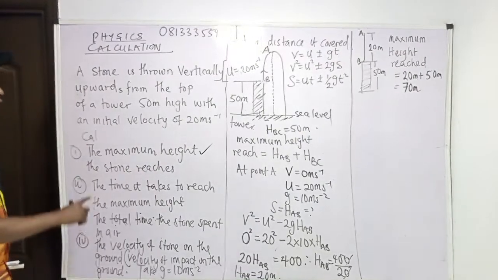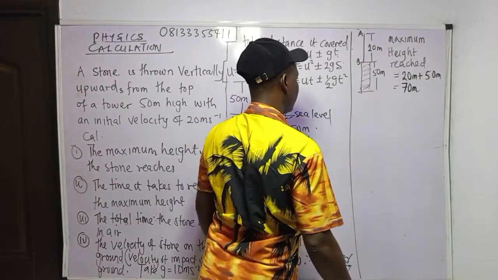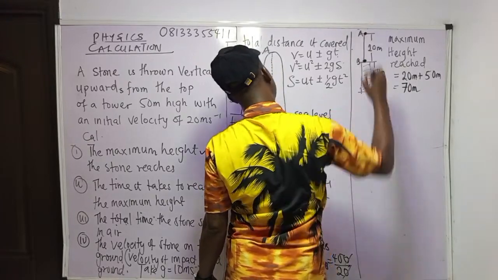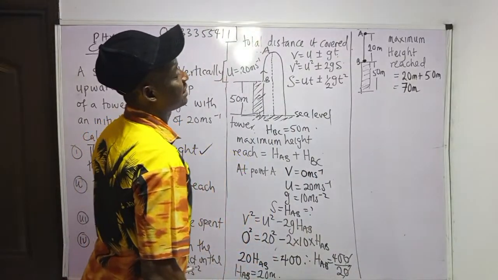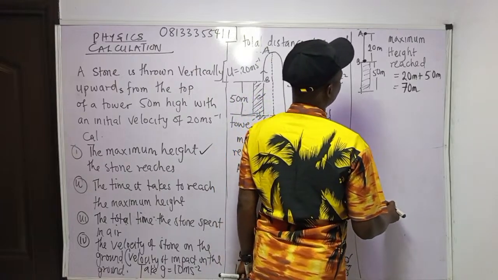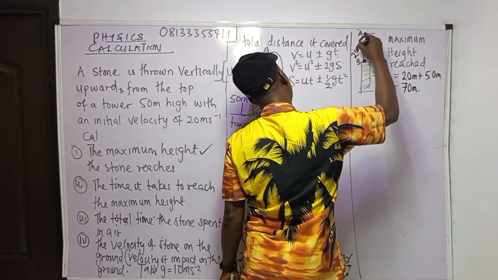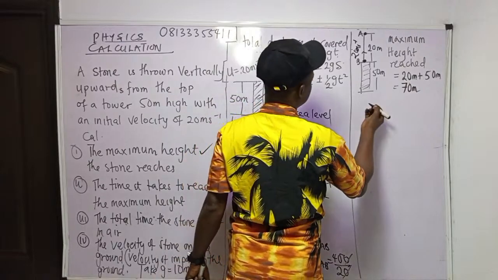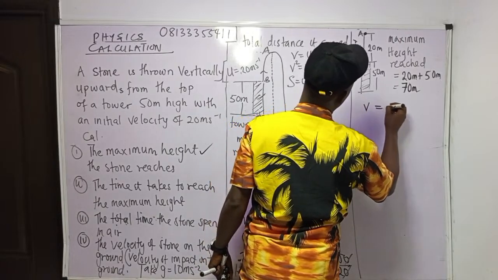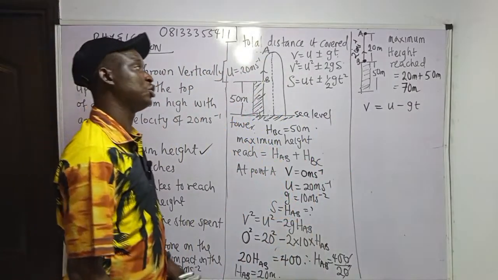So the next thing to solve is the time to reach maximum height. The time to travel from here to this place is what we are looking for, because this was where the stone was projected before it got to this point. The velocity of projection at that place was 20 meters per second. Don't forget. To know the time from here to here, I can use V equal to U minus GT. I think that would be better, so that we don't stress ourselves.